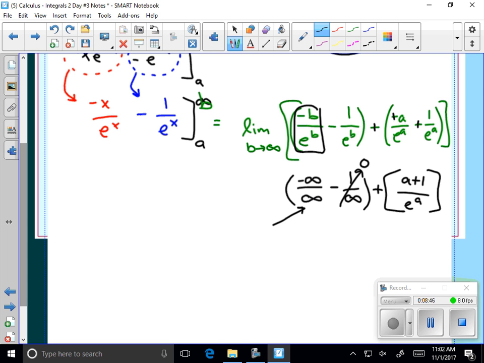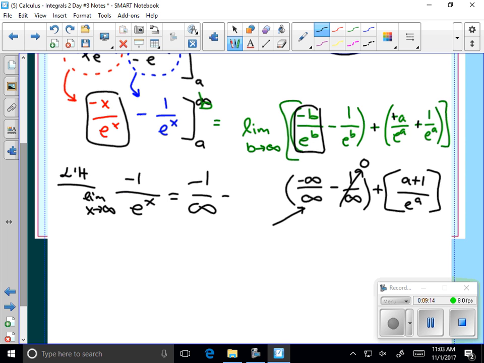So let's apply L'Hopital's rule to this thing right here. L'Hopital's rule. What is it? Derivative of the top, derivative of the bottom, then plug in infinity. So what's the derivative of the top? Okay, negative 1 over itself, e to the x. So the limit of that as x goes to infinity would be what? 0, right? That'd be negative 1 over infinity, which would be equal to 0. So this also will go to 0.